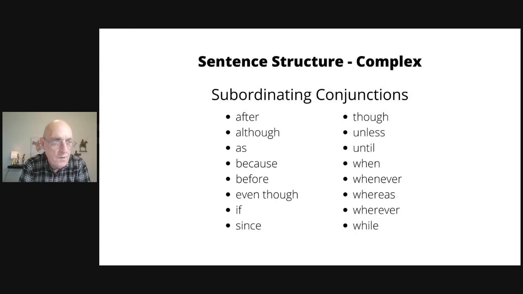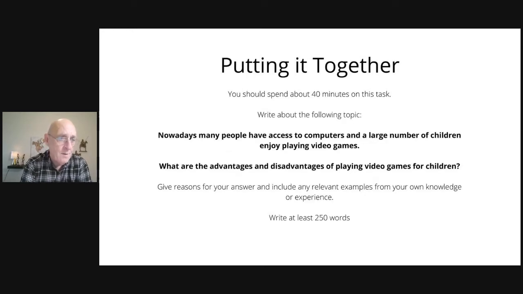So I really encourage you to choose the 5 or 6 that can work best for you and learn how to use them effectively. So now we have 3 types of sentences. We have a simple sentence, we have a compound sentence, and we have a complex sentence. And if we put these together, we can write an effective paragraph. So let's get specific to an IELTS task here, and let's put it all together.